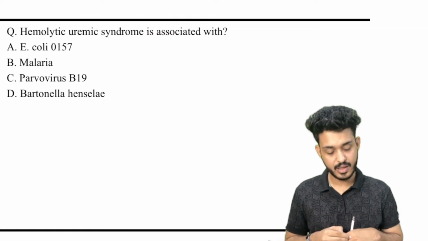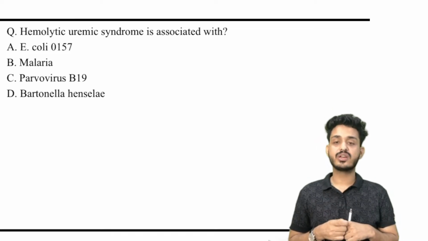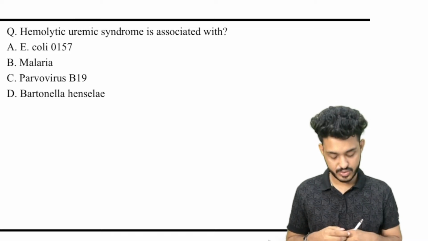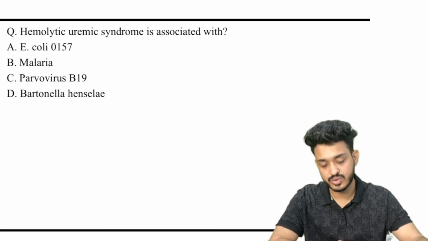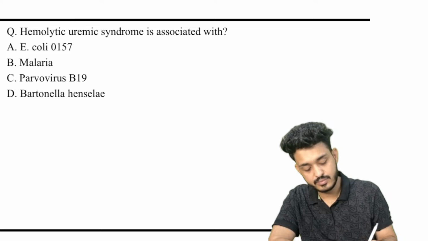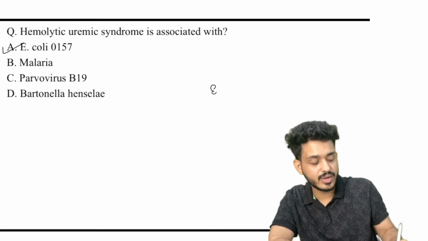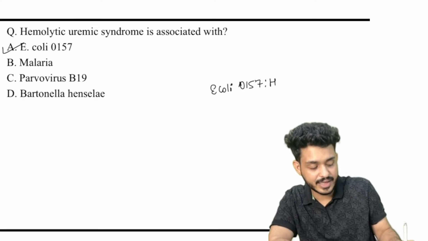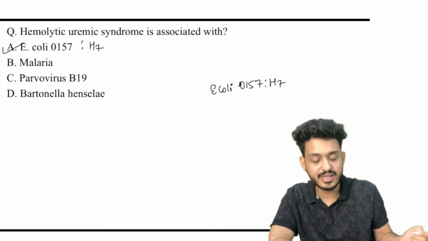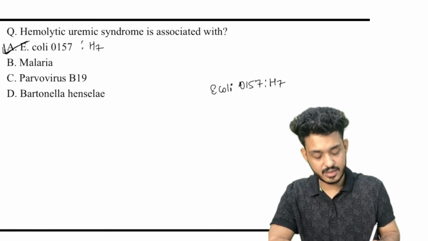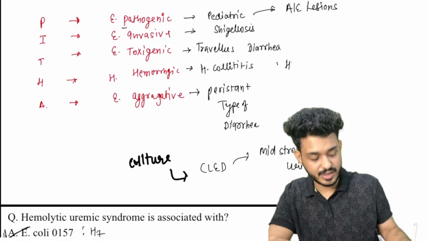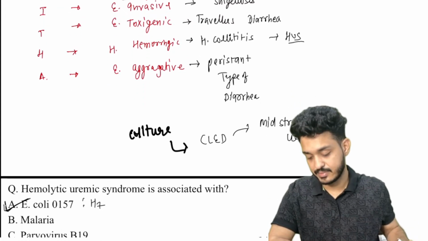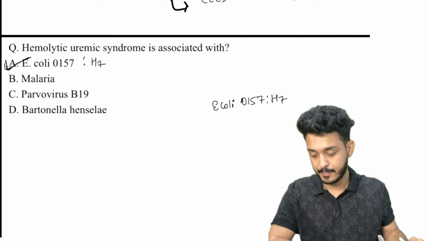Okay, next one, along with this, it is connected. Try to answer. Hemolytic uremic syndrome is associated with what? E. coli O157:H7 will be there. So that is the hemolytic uremic syndrome that is having association. Yes, that is HUS, right? HUS. Why?